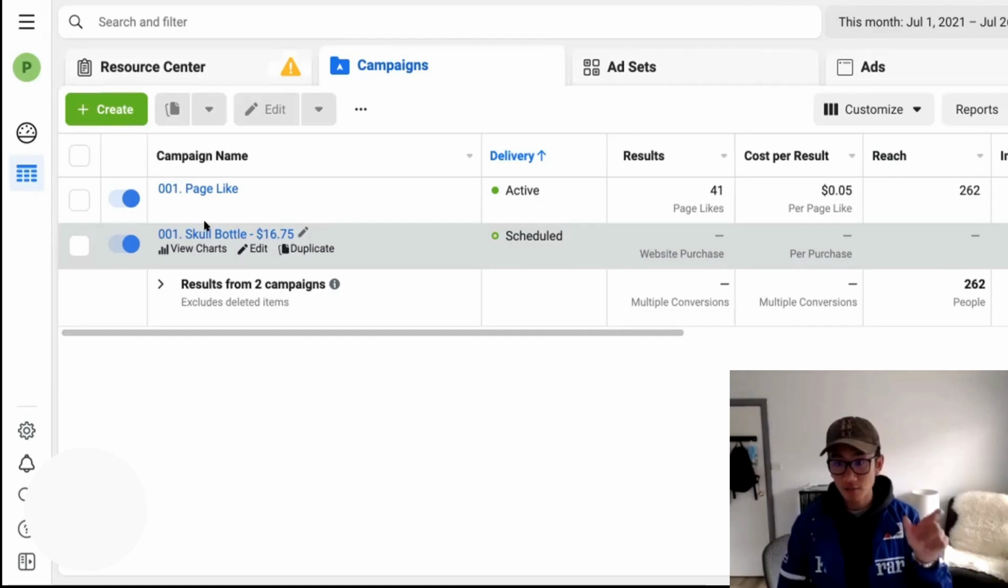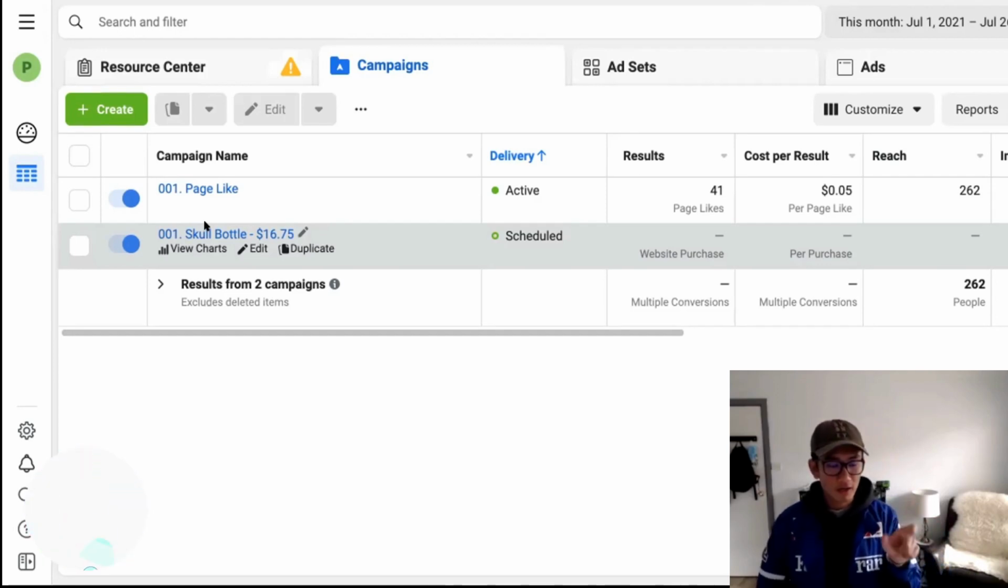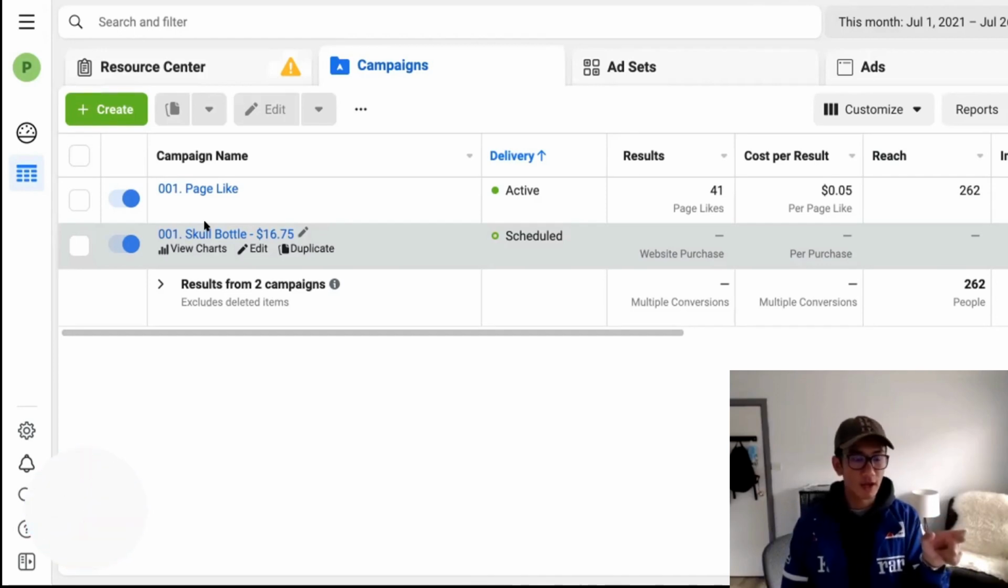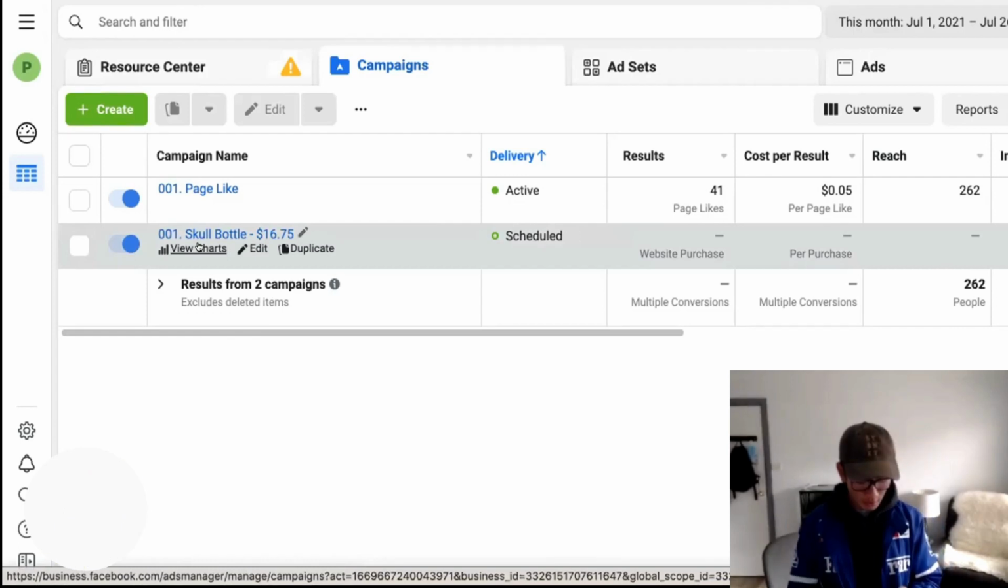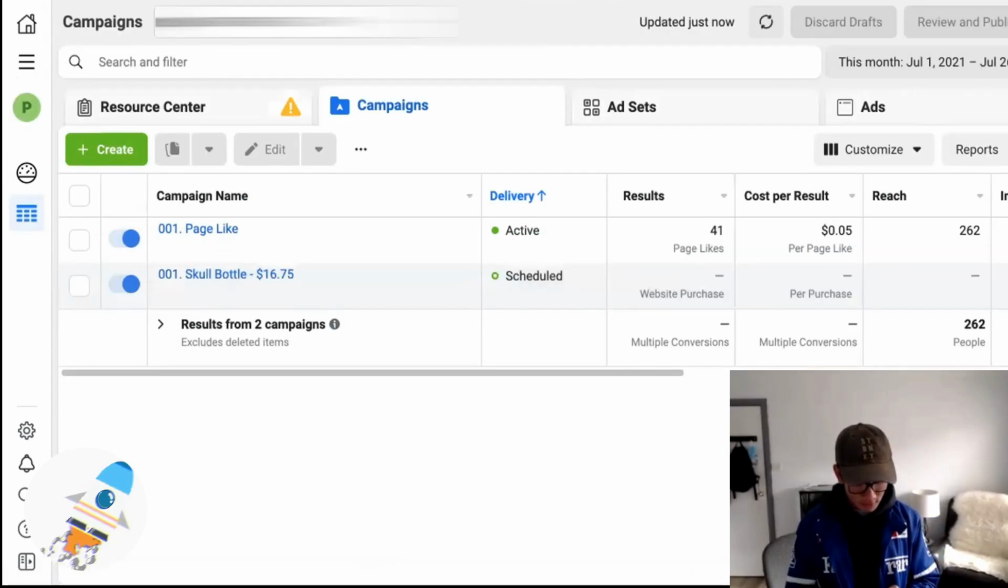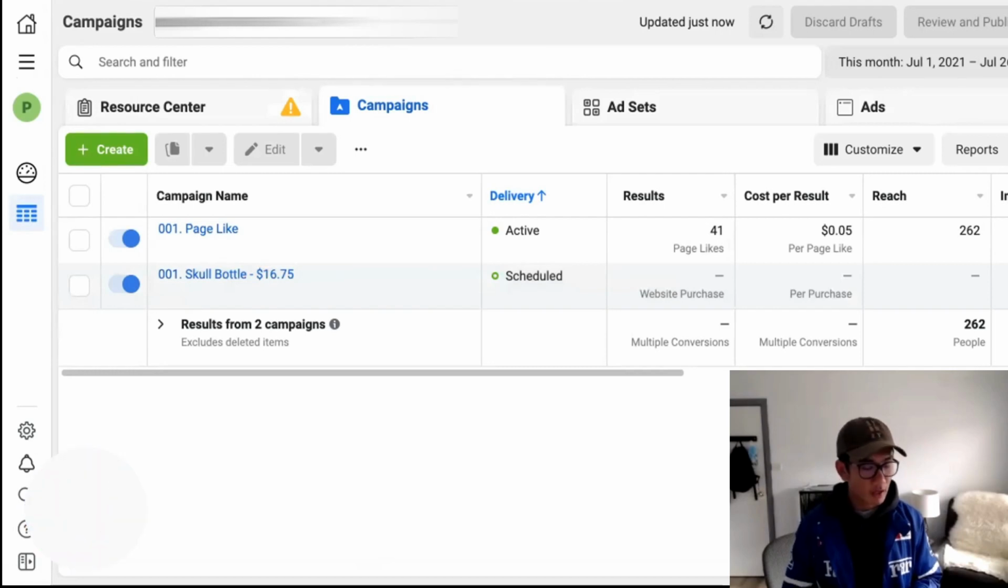What I like to do is put the break-even point into the name. Okay, yes. So let's calculate the break-even point together. So 32 plus 6.95 minus 16.75. Your break-even point is $22.20.